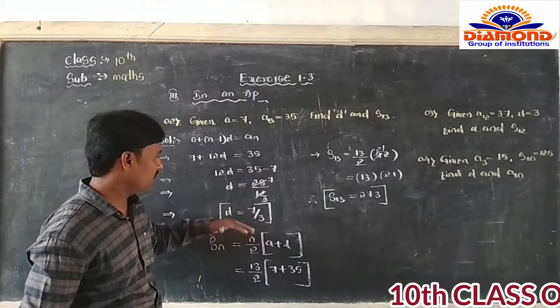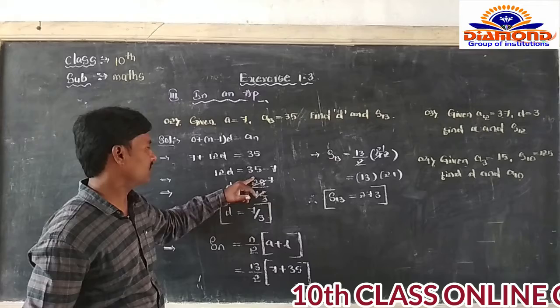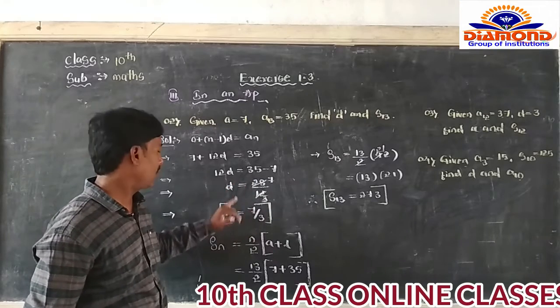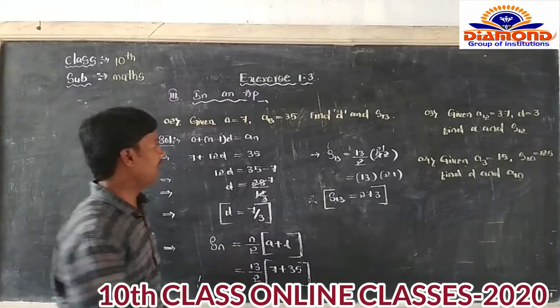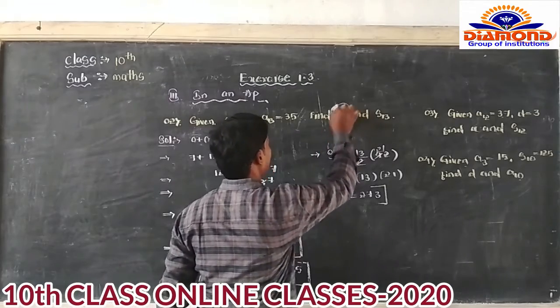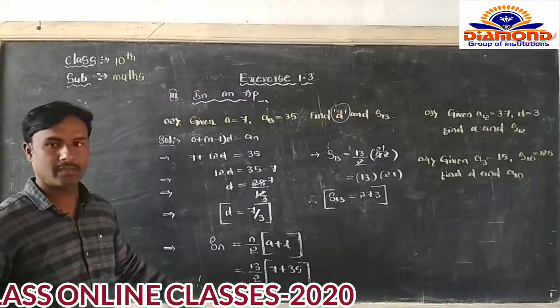Both have HCF 4: 4 sevens are 28 and 4 threes are 12. So the common difference is equal to 7 by 3. He asked me here to find the common difference, so the common difference came here as 7 by 3.